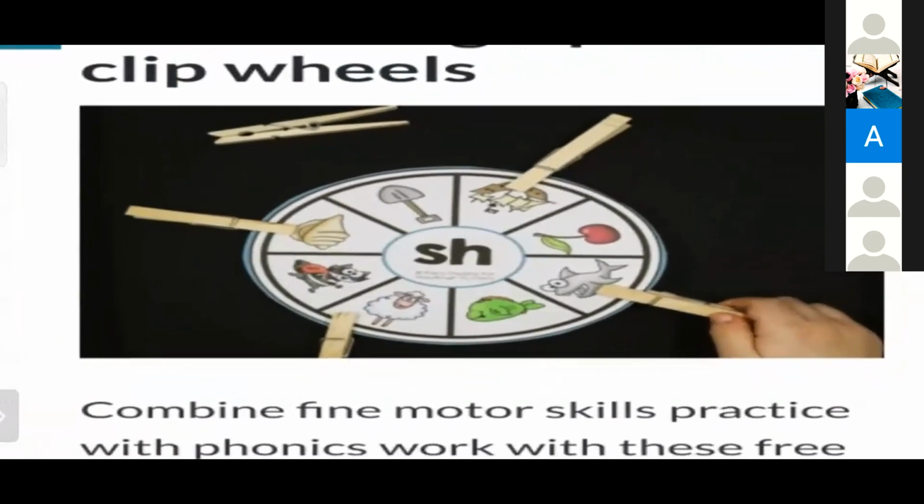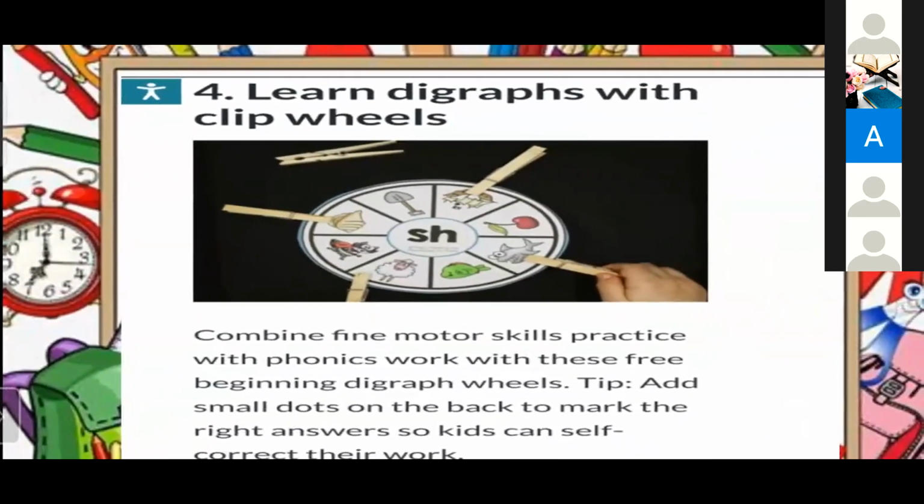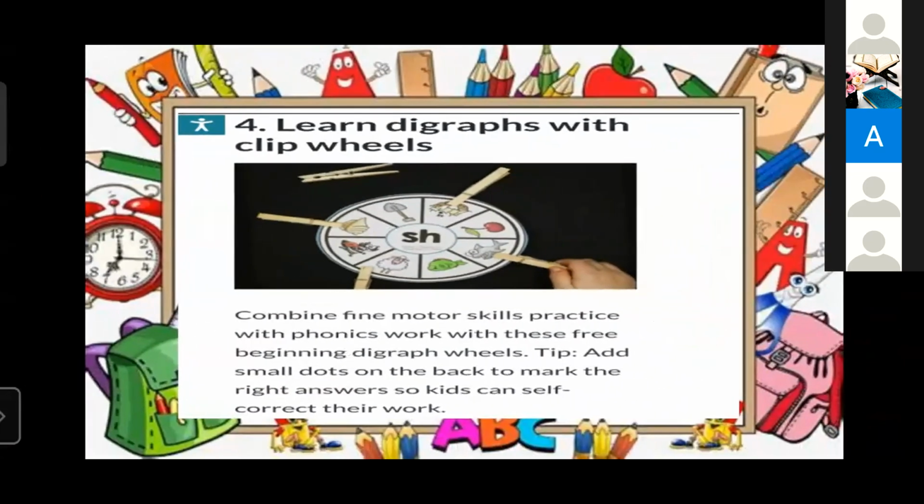So this is another example of encouraging the learners to think of different words as much as they can in a different way by using digraphs with clip wheels. Okay, so this is number 4.